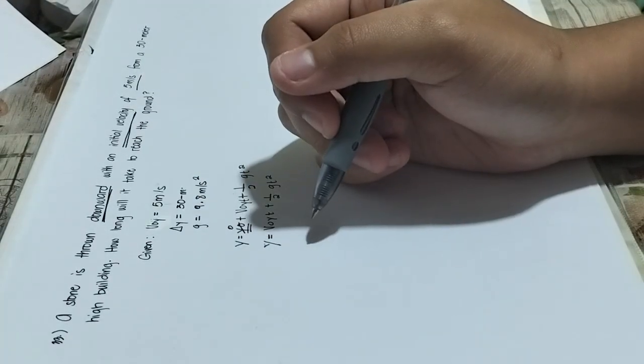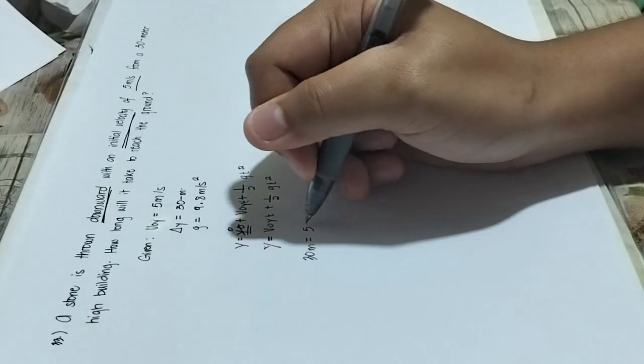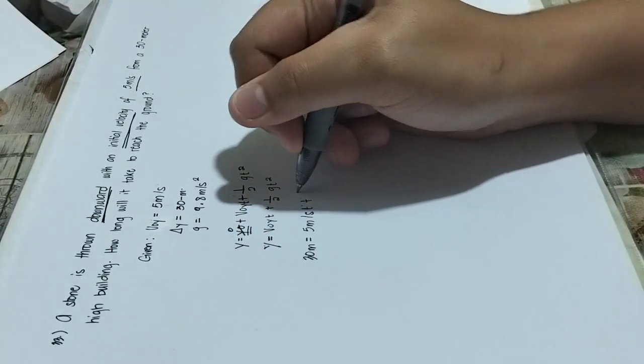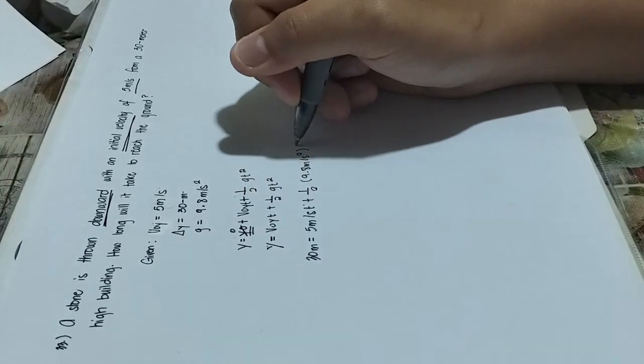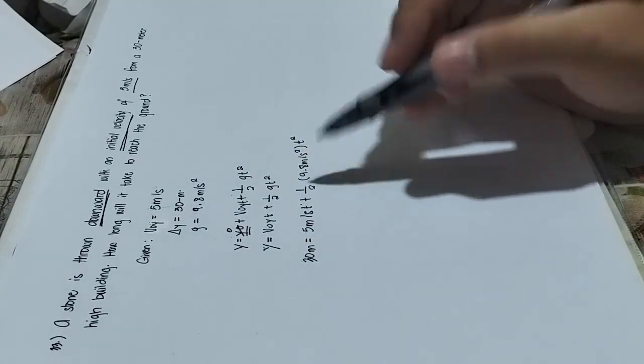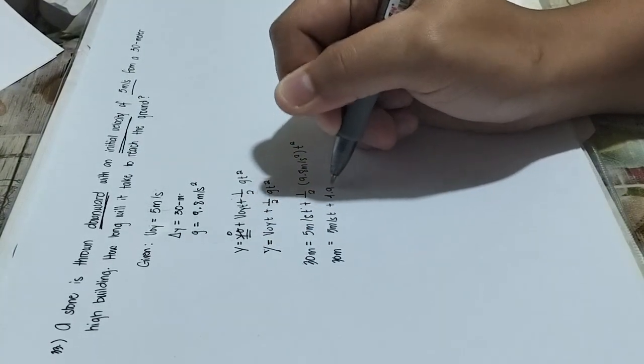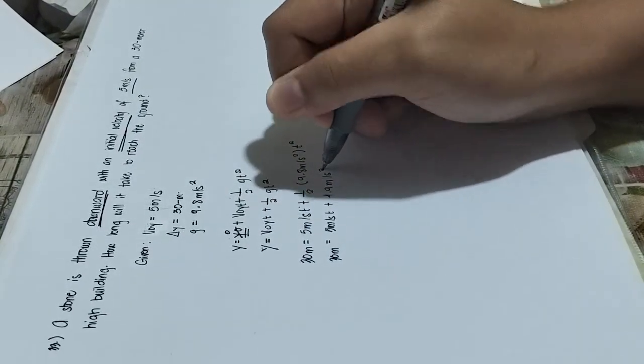And the equation would look like this, without this one. So we're now going to add the ones shown in the given, which is 30 meters equals 5 meters per second times t plus 1/2 times 9.8 meters per second squared times t squared. Firstly, we're going to multiply the 9.8 by 1/2. So this should be 4.9 meters per second squared.